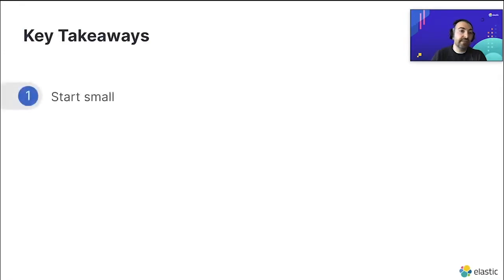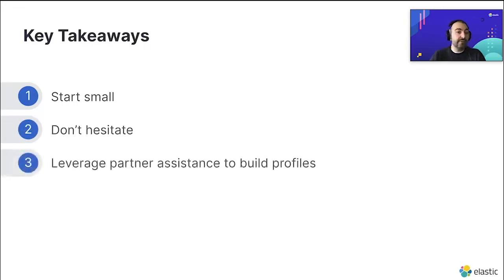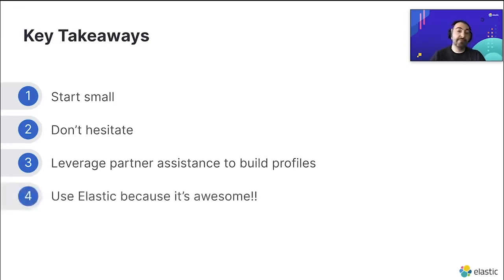The first one is start small. Don't try and boil the ocean. Try some of those techniques, those single techniques up front, and then build on that. Don't hesitate. Anyone can do this. This activity didn't take me a long time to build. It was really simple. Leverage partner systems to build profiles. So it's really important that as you mature to those later stages, that you get a partner to help you. If you don't have your own threat intel team, get someone to help you build these profiles out in Caldera. Use Elastic, of course, because it's awesome and it's free, and it provides a ton of value in this scenario.